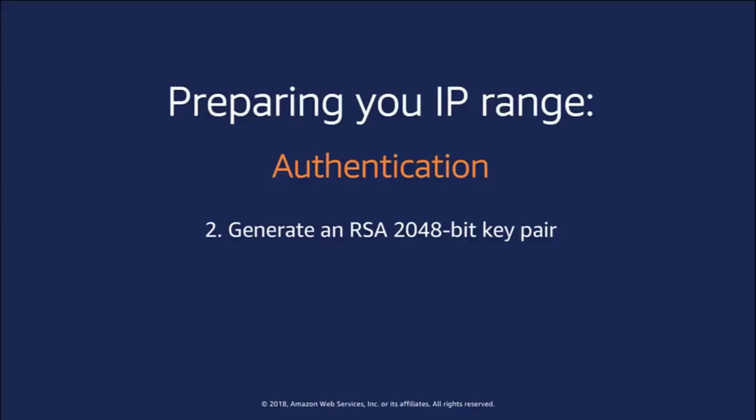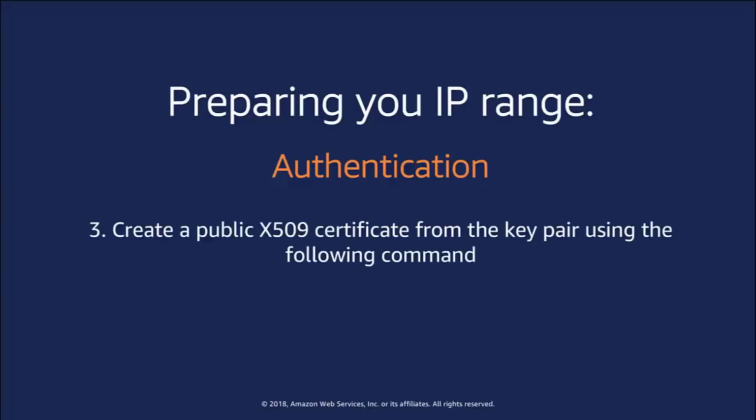So for that, we ask you to first create an RSA 2048-bit key pair. This is how you create it. You call the OpenSSL genrsa command, and this saves the key pair in the private key file. The next step in the authentication process is to create a public X509 certificate from the key pair using the following command.